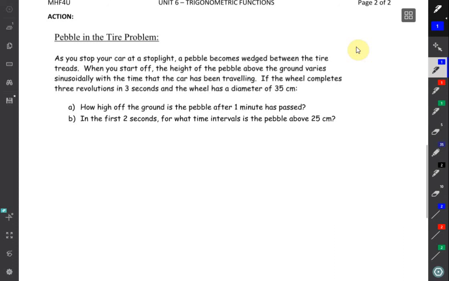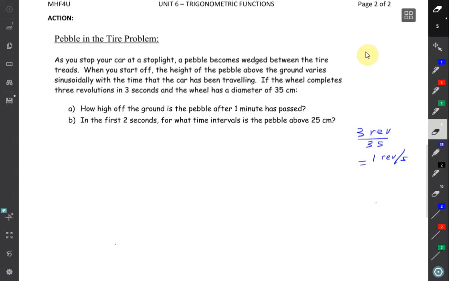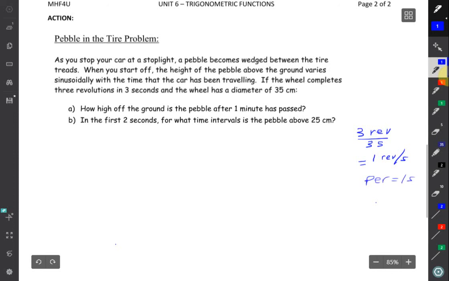So 3 revolutions in 3 seconds means that that's 1 revolution every second. So if that's 1 revolution per second, that means the period is 1 second. Now we can go ahead and start graphing this.